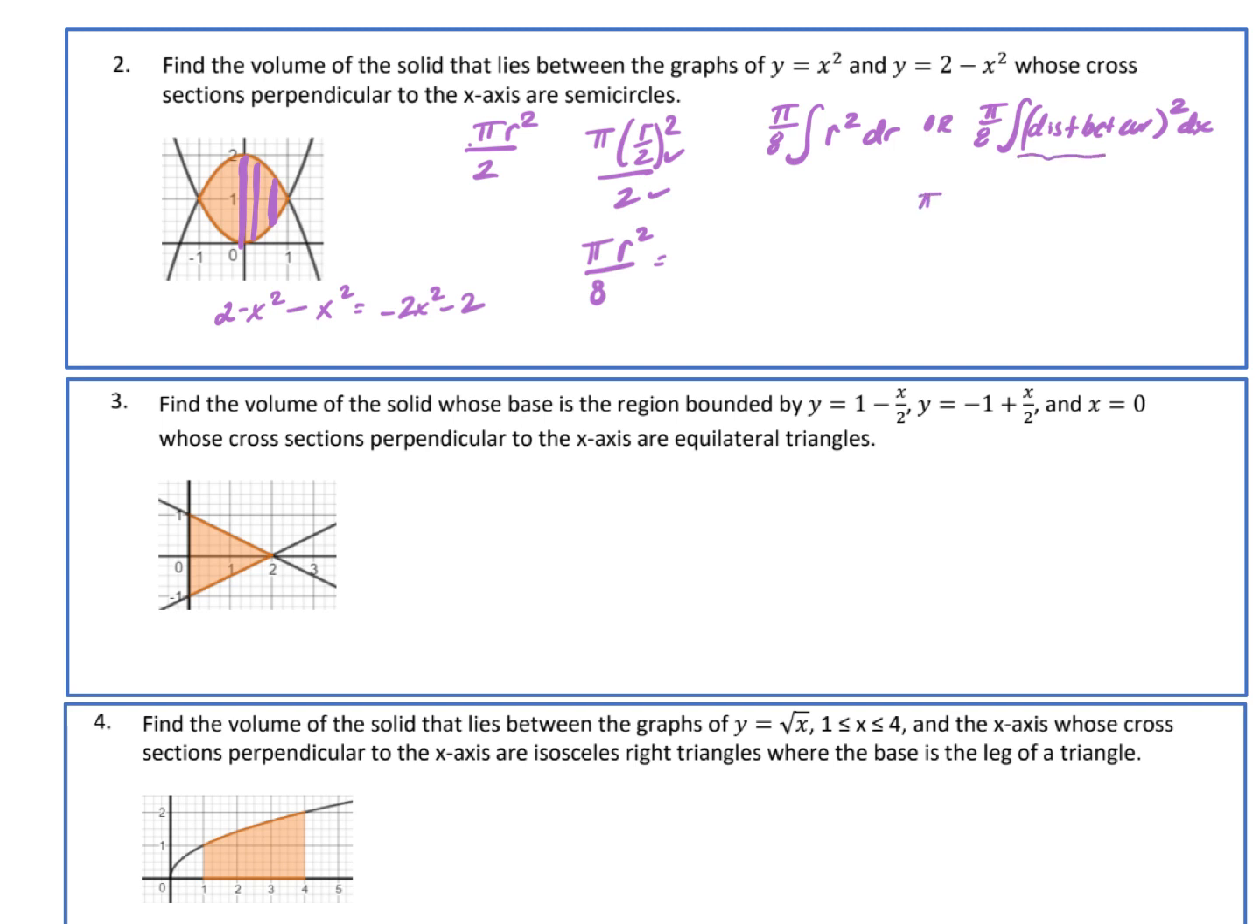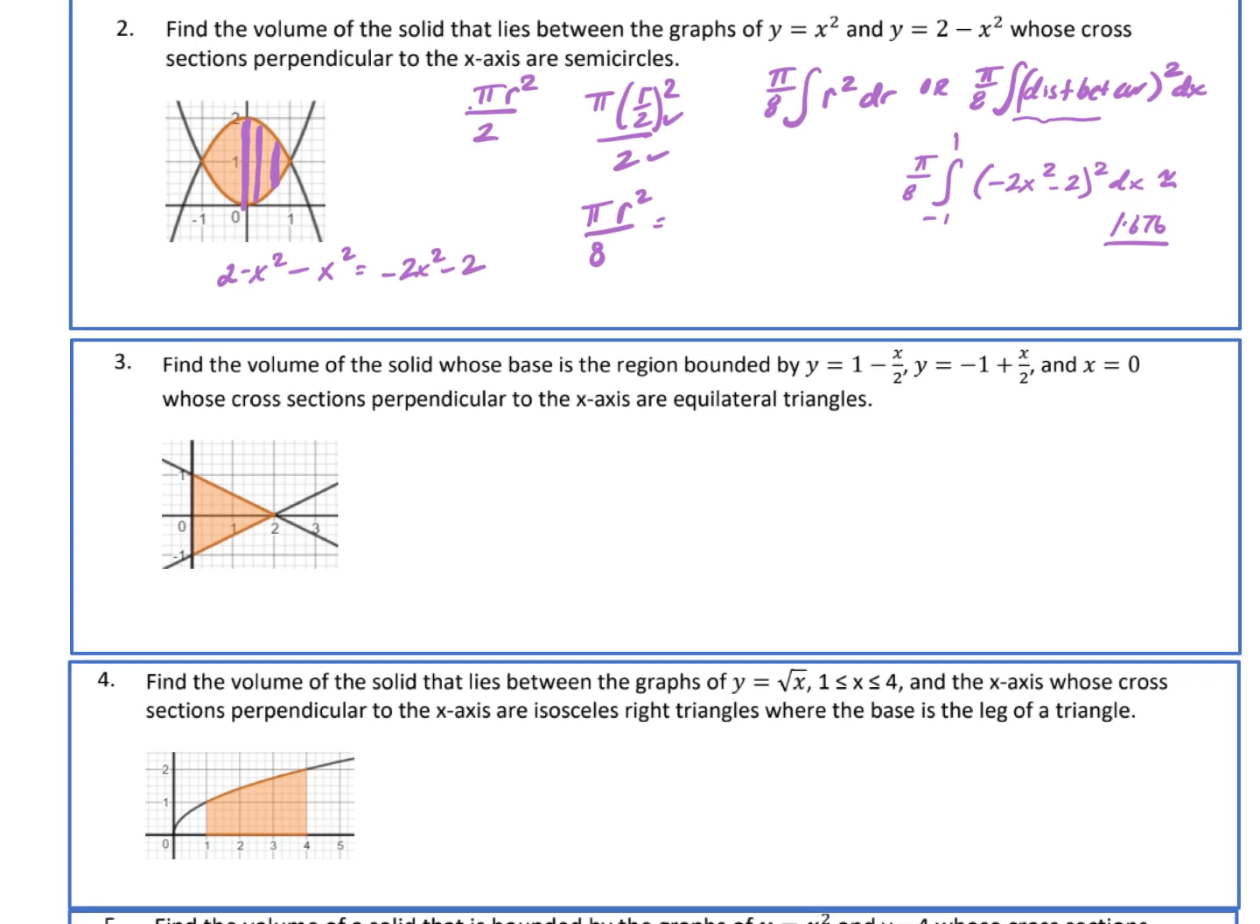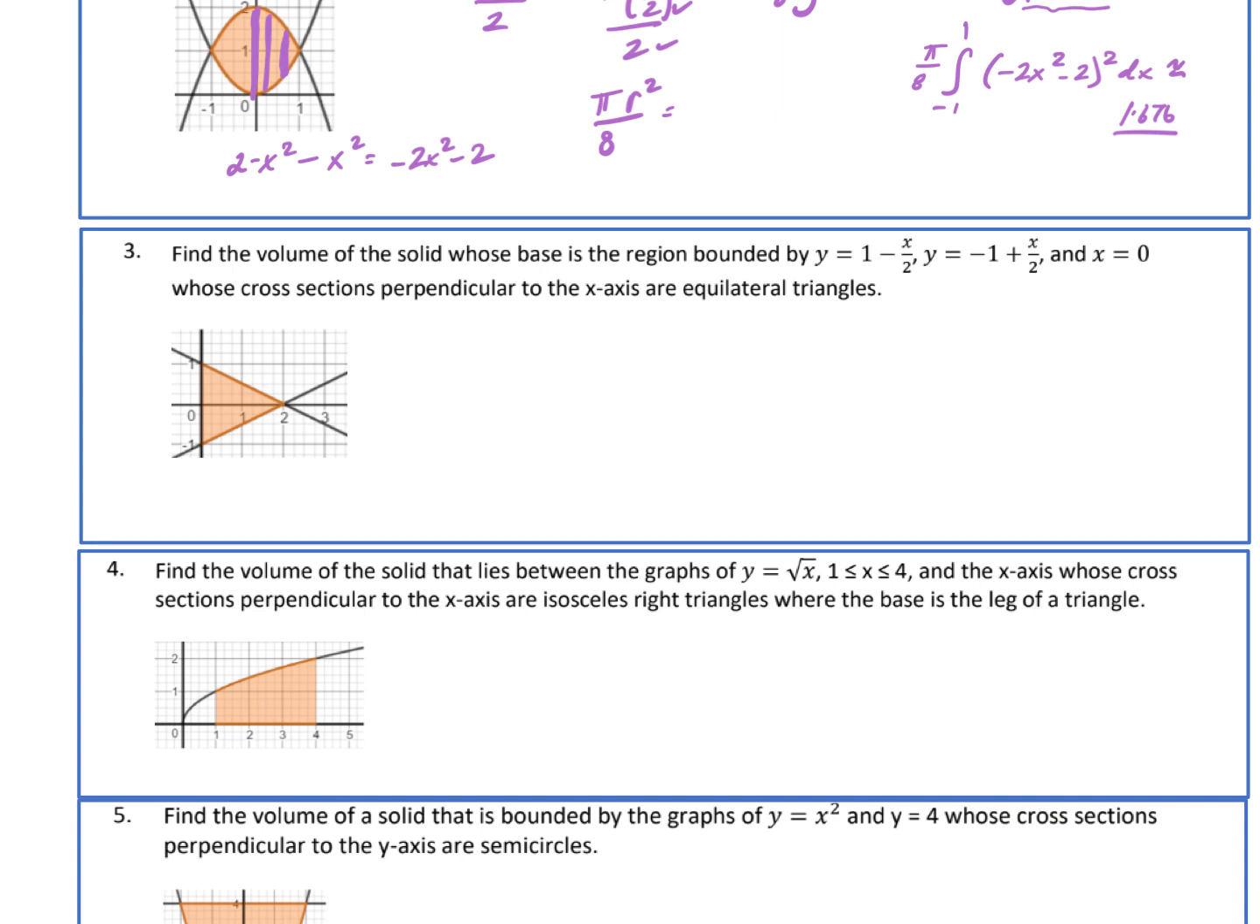So it's pi over 8. We're going from -1 to 1. And then it's negative 2x squared plus 2, squared, dx. And the rest we're just going to go right into our calculator. When you plug this in, you're going to get 1.676. Like that. All right. Equilateral triangle.